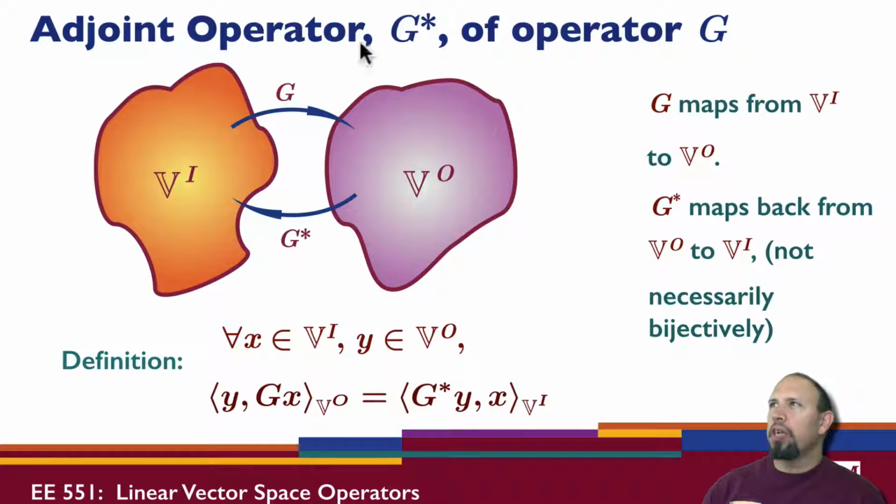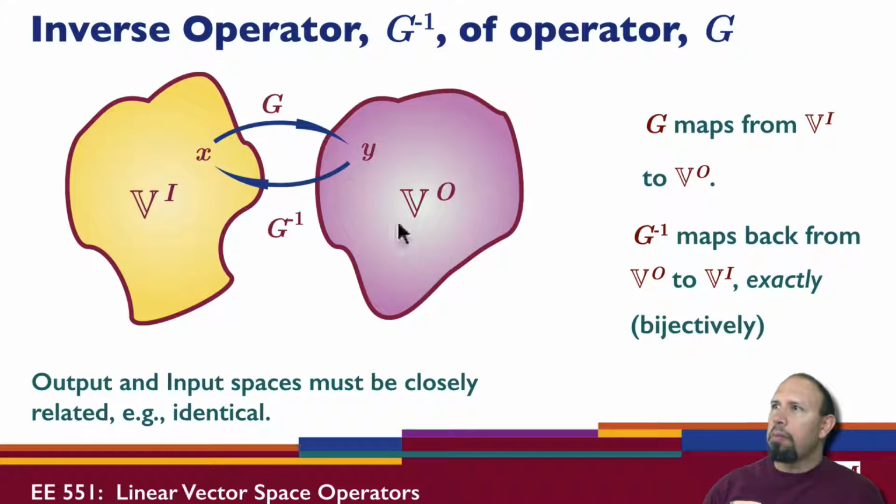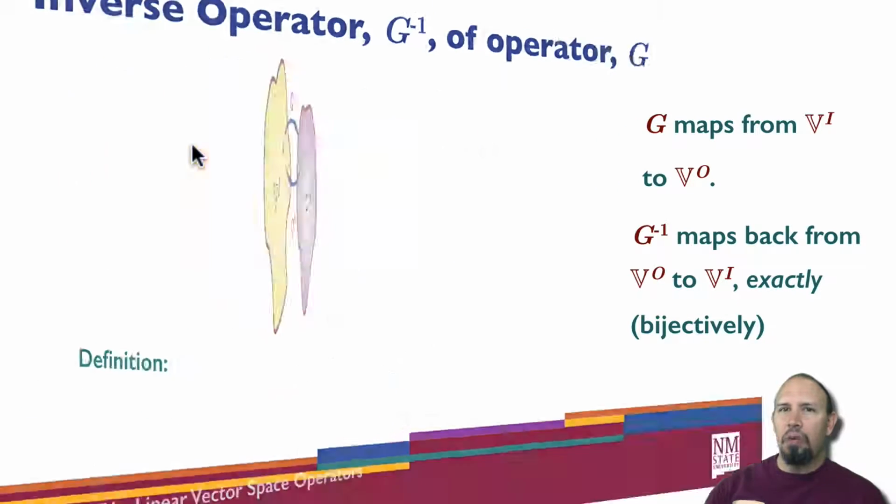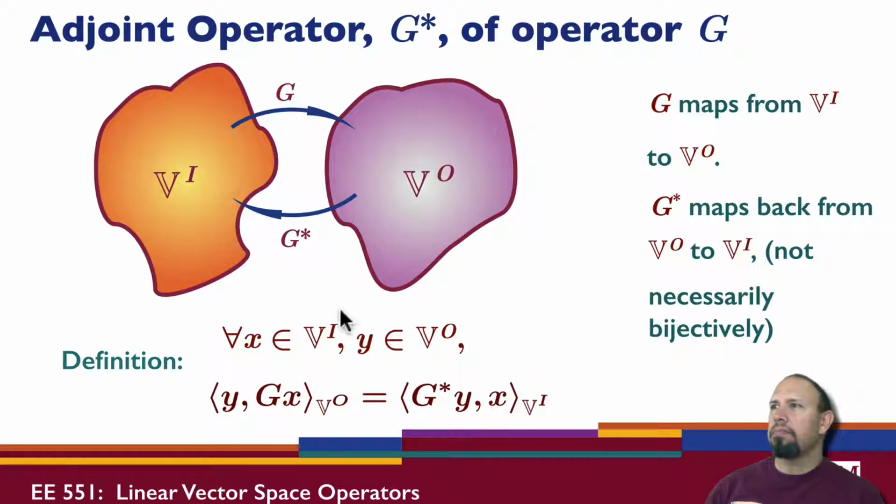The adjoint operator is a little more complicated. Here I have an input space. I map through G into the output space. The adjoint operator maps back from the output space to the input space, but not necessarily bijectively like the inverse. In other words, these two spaces could be radically different. So unlike the inverse operator, which basically required these to be very similar to one another, the adjoint operator does not require them to be similar to one another.